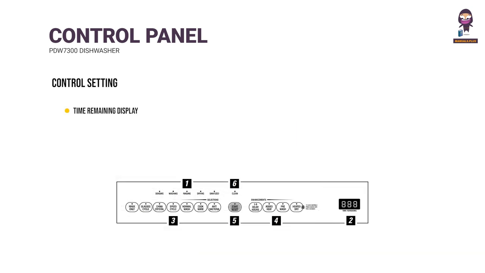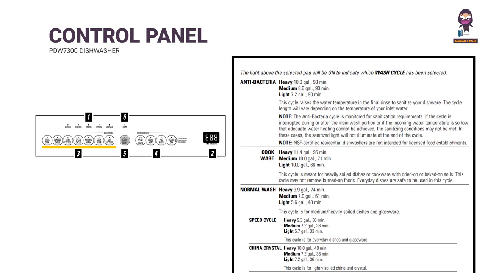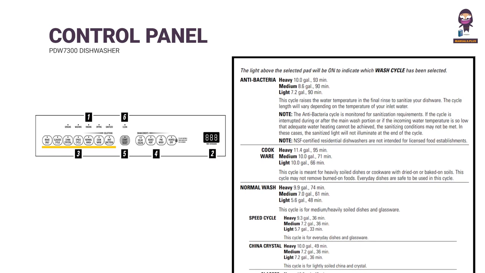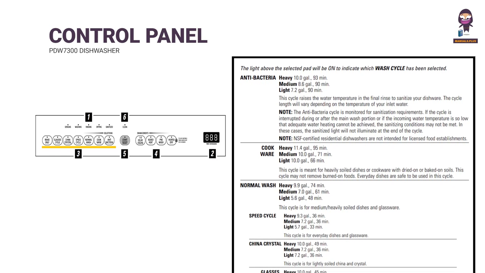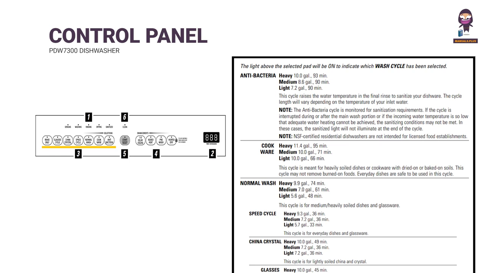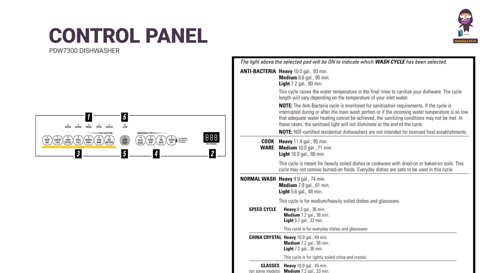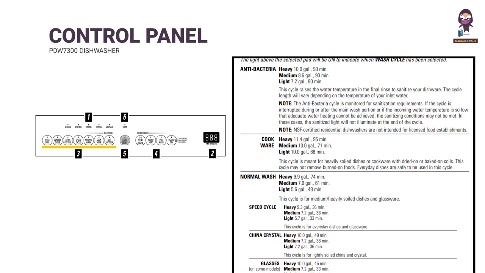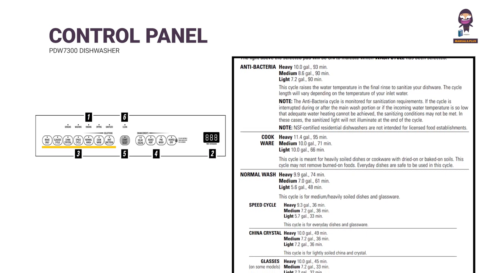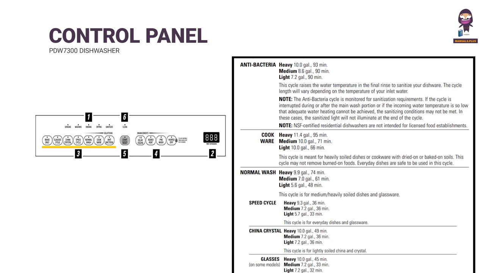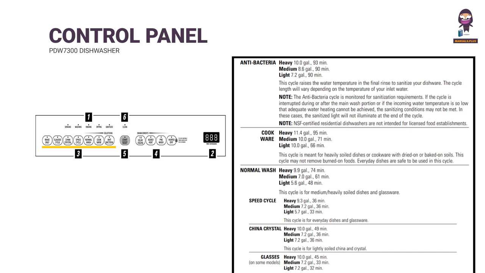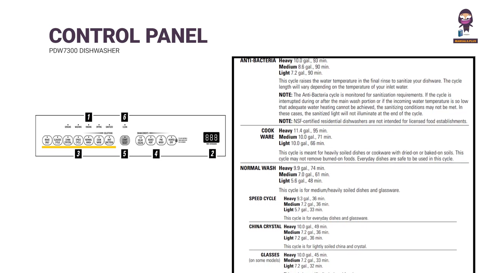Time remaining display. During operation, the display shows the minutes remaining until the cycle is complete. Selections. The light above the selected pad will be on to indicate which wash cycle has been selected. Antibacteria: heavy 10.0 gallons or liters, 93 minutes. Medium 8.6 gallons or liters, 90 minutes. Light 7.2 gallons or liters, 90 minutes. This cycle raises the water temperature in the final rinse to sanitize your dishware.